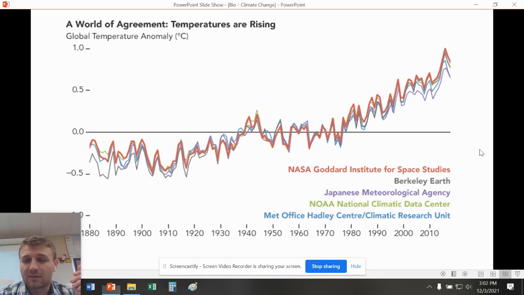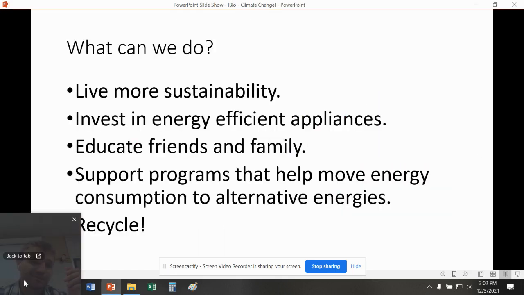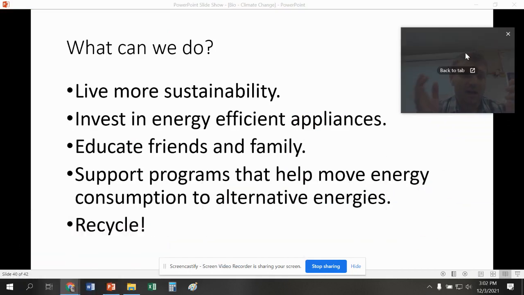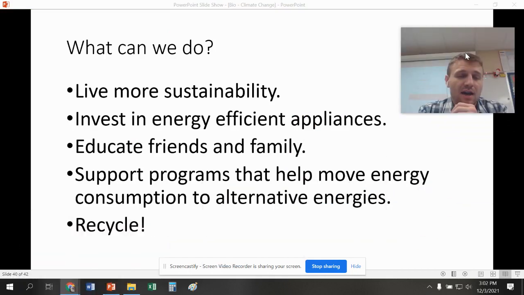So what can we do? I give you a lot of doom and gloom. Live more sustainably. There are a lot of different ways that you can do that. You can eat less meat. You can turn off lights when you're not using them. You can be more energy efficient. You can invest in energy efficient appliances. There are a lot of ways you can live sustainably, and doing a little bit each day will help.